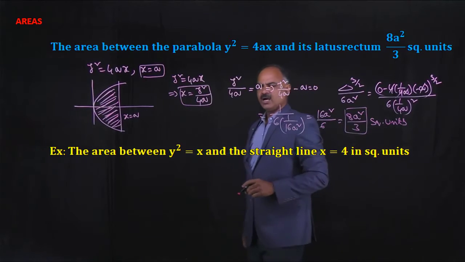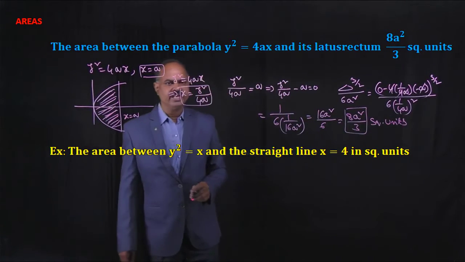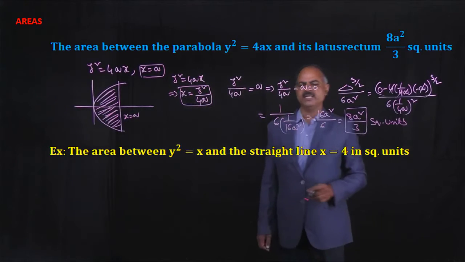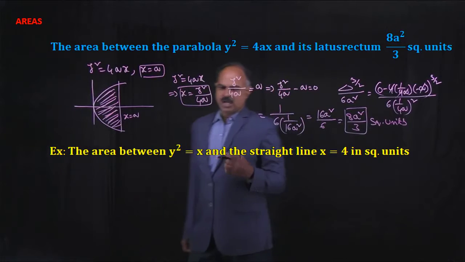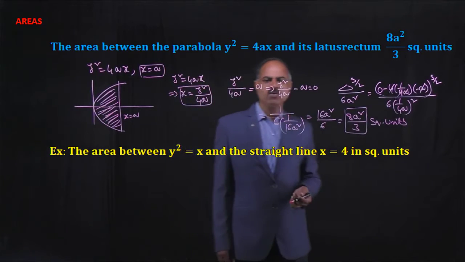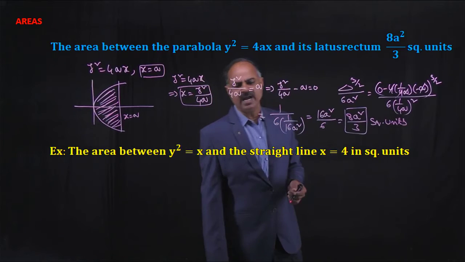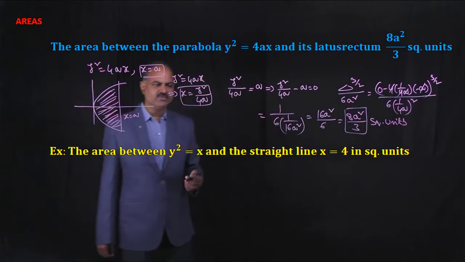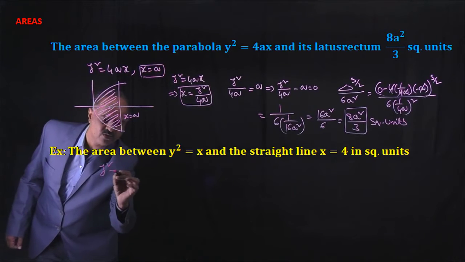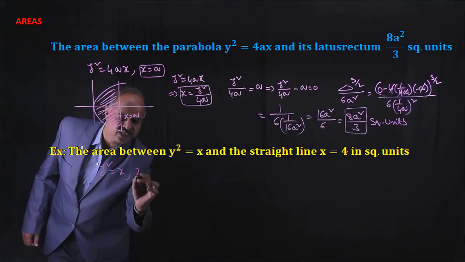So the area between the parabola y square equal to 4ax and its latus rectum is 8a square by 3 square units. Suppose, for example, the area between y square equal to x and the straight line x equal to 4 in square units. So given y square is equal to x and x equal to 4.